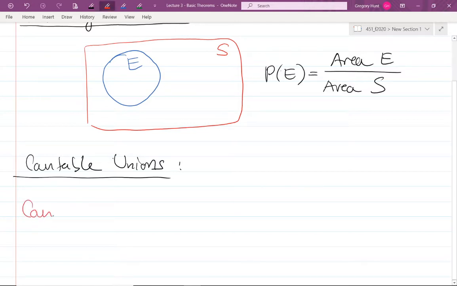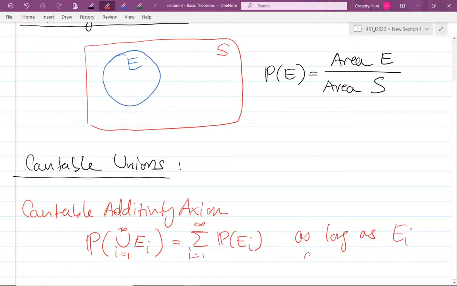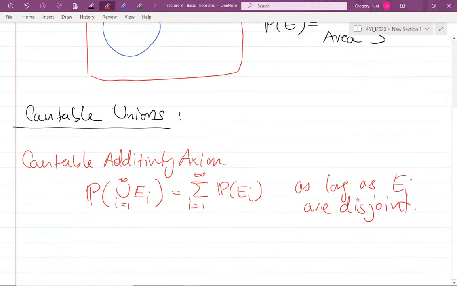So the countable additivity axiom said something like: the probability of the union of a countable number of events, I can basically distribute the probability across the union. I change the union to a sum, and it's the sum of the probabilities of the individual events. And this is true as long as the E sub I are disjoint.